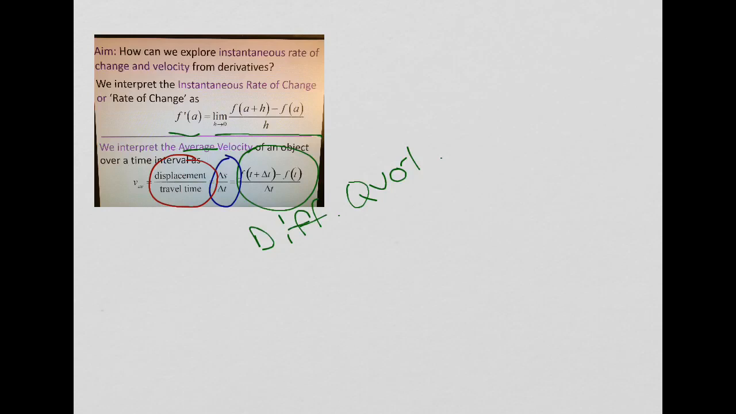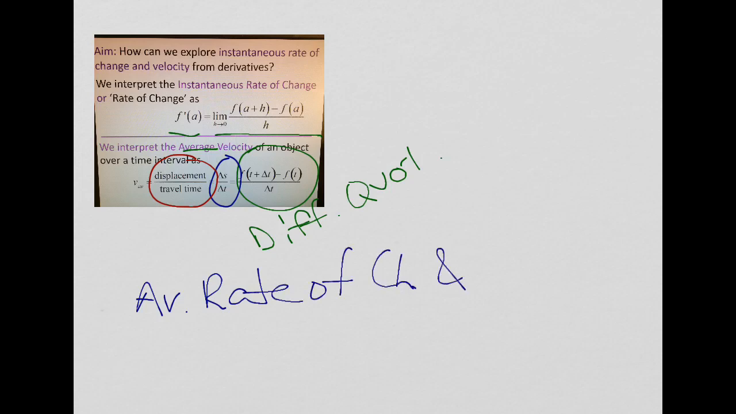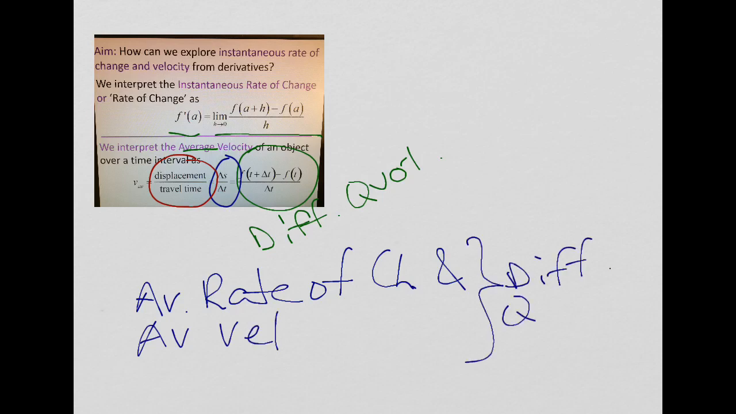Average rate of change and average velocity, we need the difference quotient. Displacement, we only need the numerator. And instantaneous rate of change, or rate of change, we're not saying the word average, we need the first derivative.